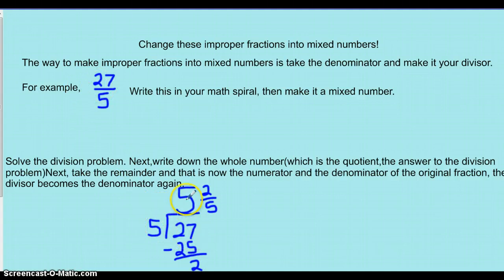5 goes into 27 5 times. 5 times 5 is 25. I subtracted, I got 2. My remainder is now my numerator, and the original divisor, which was my denominator, is right there.